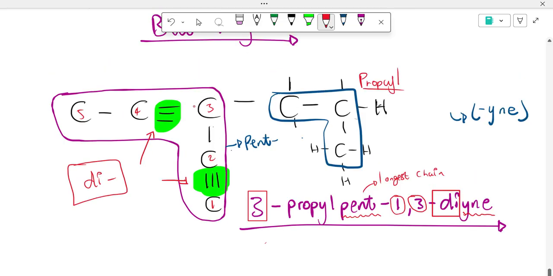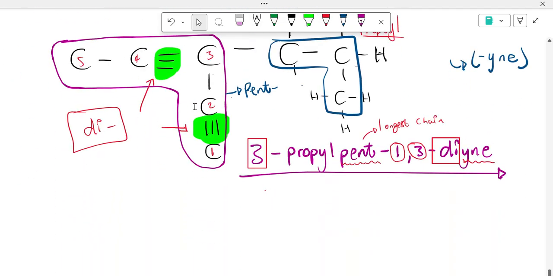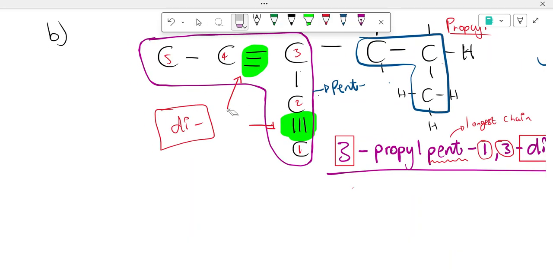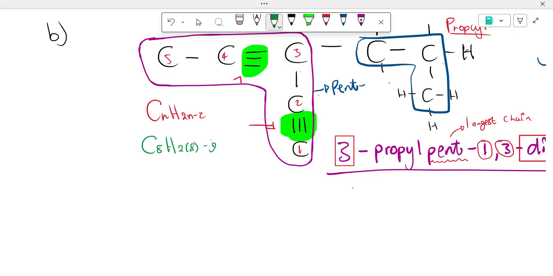Right, did I give you guys a general formula for this? Yes, I did. So let's test the general formula to see if it works on this compound. The general formula here is CnH2n minus 2. How many carbons do we have in total? We have a total of 1, 2, 3, 4, 5, 6, 7, 8 carbons. So that's C8, and that's 2 times 8 minus 2. So that's C8H14.